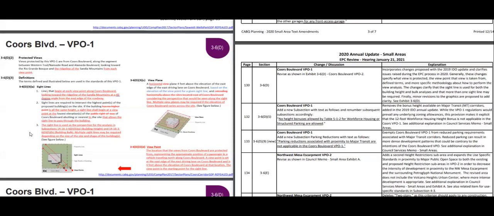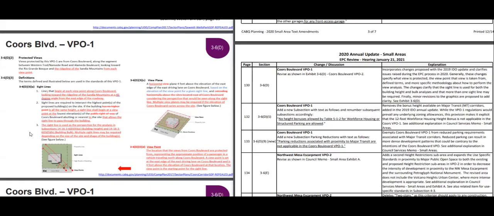Number 3, the sightline is used as the perspective for the analysis in subsections 36D5A, building height, and 36D5B, building bulk. Multiple sightlines may be required depending on the size of the site and the shape of the buildings. So this basically clarifies we're using these sightlines for 2 of the tests, and also that there may be more than one that's required. It was slightly ambiguous before this change.